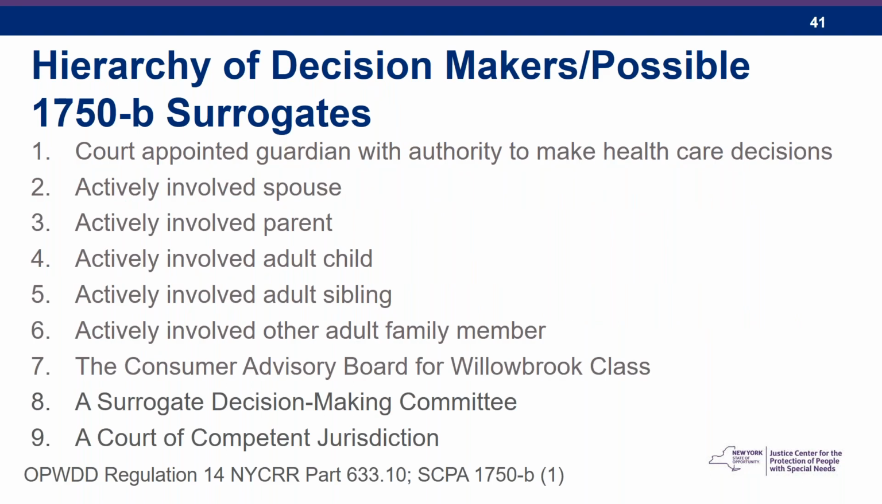So again, we have a hierarchy of decision makers. This is going to look very familiar, but it starts at the beginning, and this is the hierarchy that we're also looking at when we receive an end-of-life case, to see if there are any of these folks who are better suited or better able to make the decision on behalf of this individual.